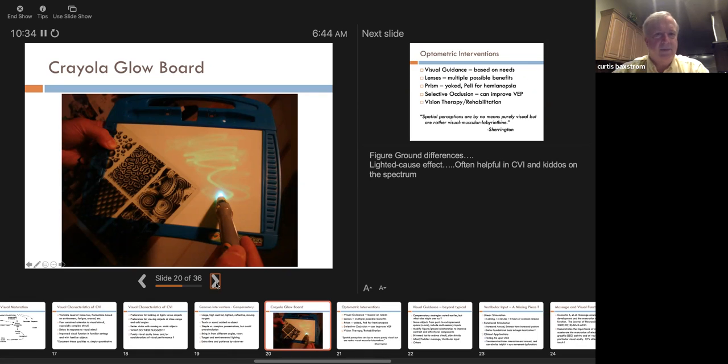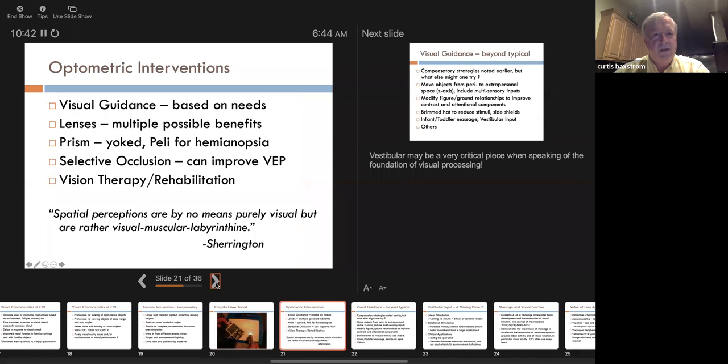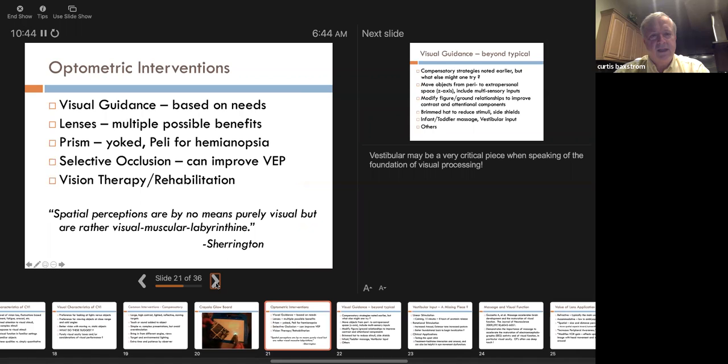And now they can start making contact with the targets much easier. So again, lighted boards are often used for these types of patients as well. Now, our interventions, remember we have visual guidance, which means basically making sure that the target is seeable for the patient. So we're going to modify the lighting in the background and such. We're going to use lenses because lenses provide many different aspects.